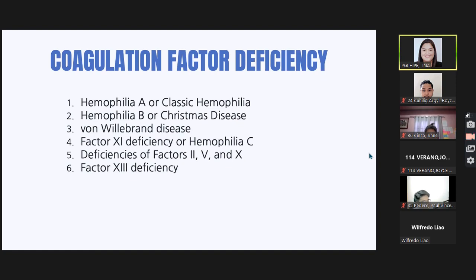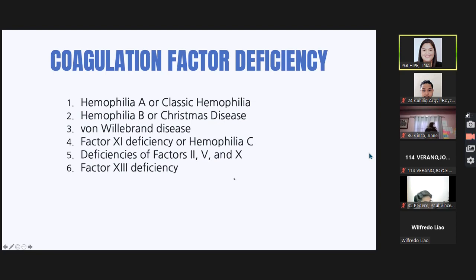Next, factor 11 deficiency is an autosomal recessive disorder. It is common in Ashkenazi Jews, and spontaneous bleeding is rare, but it may have significant bleeding after surgery, trauma, or any invasive procedure. The treatment for this is FFP, or fresh frozen plasma. The deficiencies in factors 2, 5, and 10 are very rare. However, there is a study conducted on homozygotes which showed that less than 1% presented with significant bleeding.